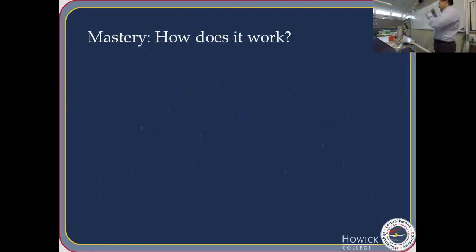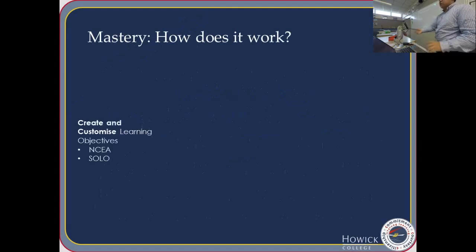So, how does it really work? I made a little flow chart. This is how it works. First of all, you create and customize your learning objectives. This can be based on NCEA or on SOLO taxonomy, so building knowledge, making near connections, and making far connections.